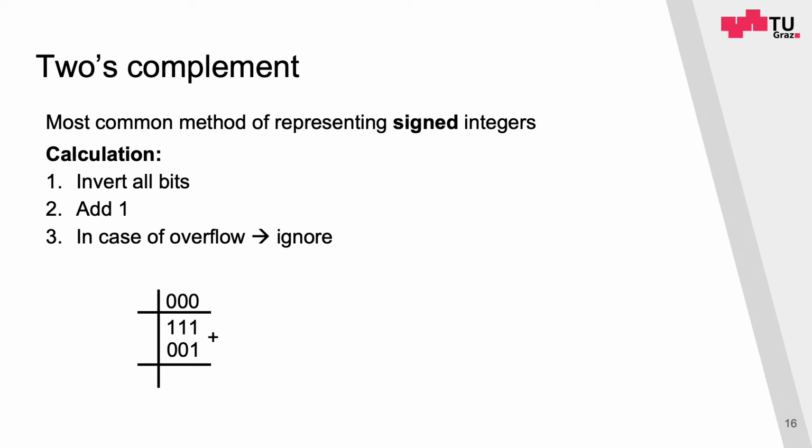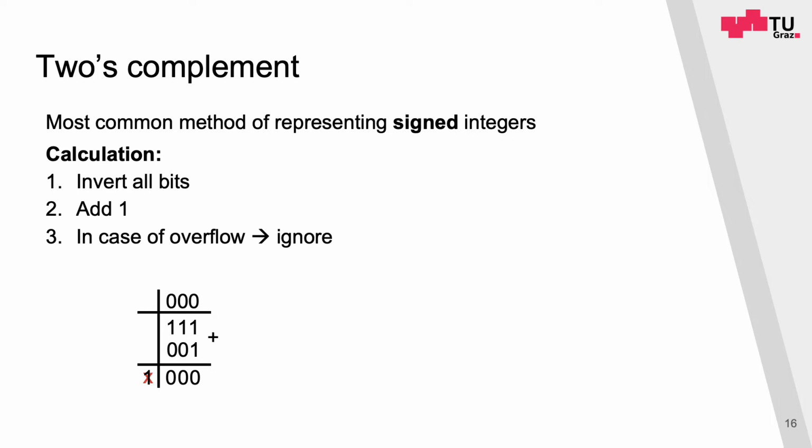So 1 plus 1 is 0 with 1 carryover. Then 1 plus 0 plus 1 carryover is again 0, again with 1 carryover. Then 1 plus 0 plus 1 carryover is again 0. And we have 1 carryover left. And this is the overflow as shown in step 3, and in this case we can just ignore it.